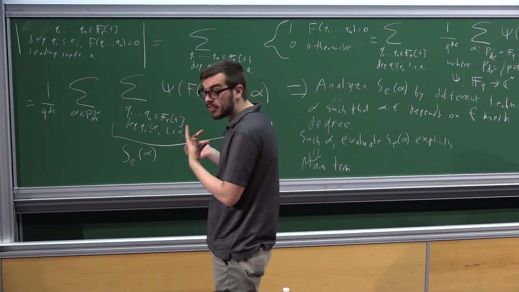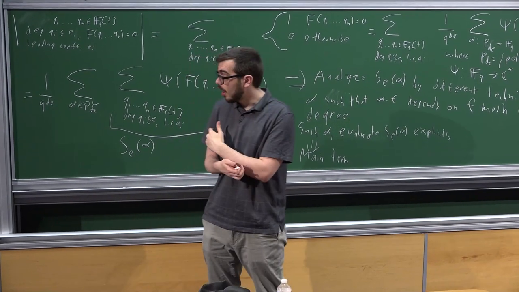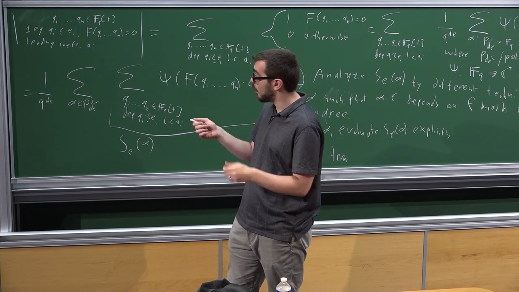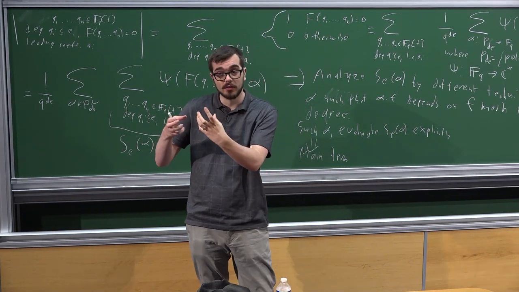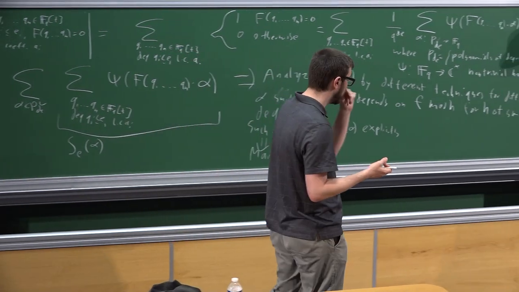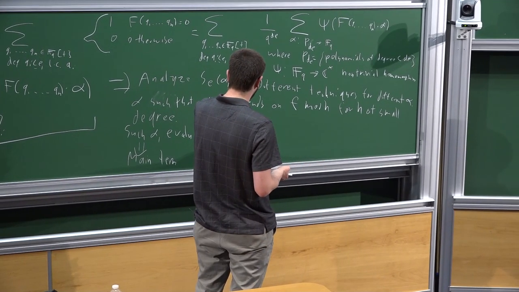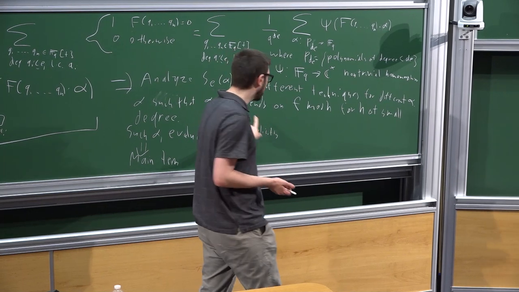And these give the main term in our sum. These will give, in fact, the constant that we expect in Manin's conjecture, the constant we get as a product over primes involving counting solutions mod that prime. It will come from these alpha that are of this very special form.